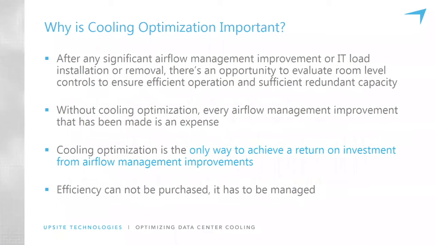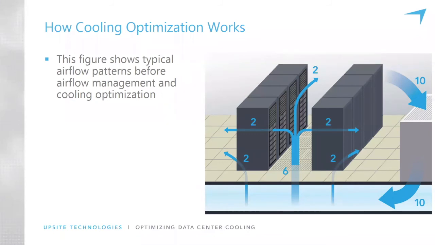And, as I said, any significant change in a room is an indication that optimization could be done. And it's often when equipment leaves a room that optimization potential is there. Without cooling optimization, I'm going to keep beating this home, airflow management improvement is largely an expense. It's making those adjustments that achieves the benefits. Efficiency can't be purchased. It has to be managed, and intervention has to be done. So let's revisit again that very important concept of bypass airflow and how this works.